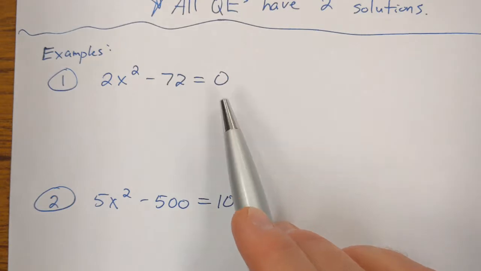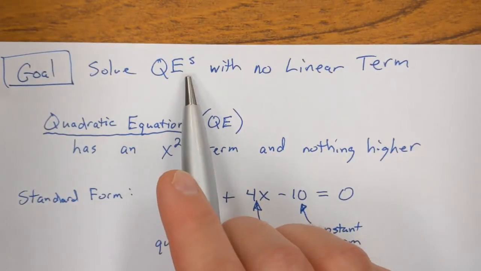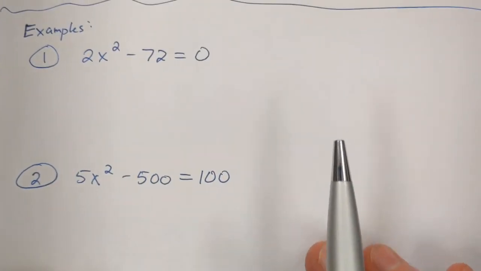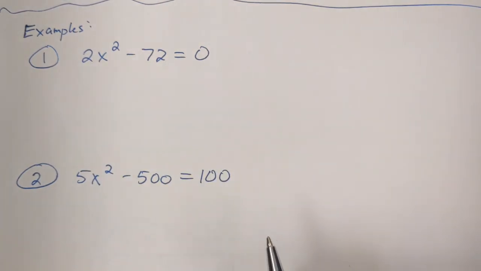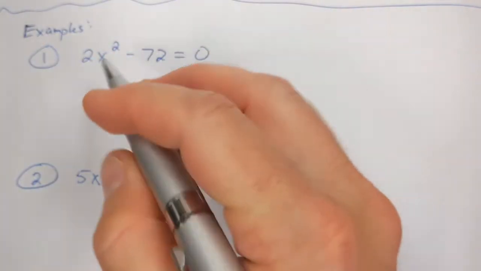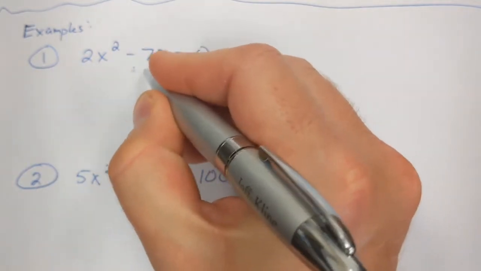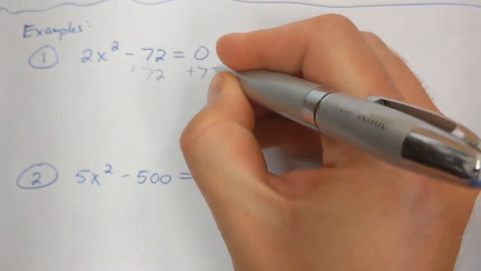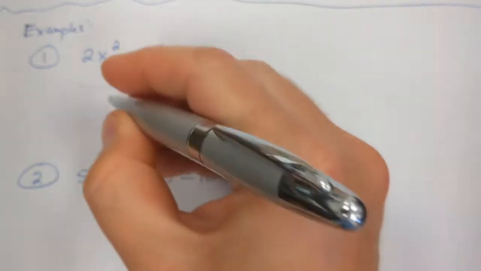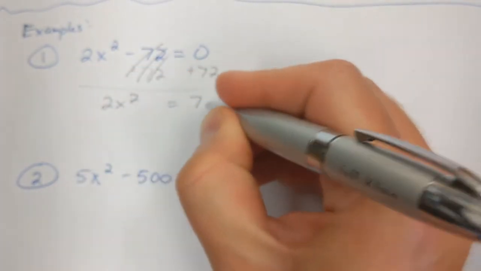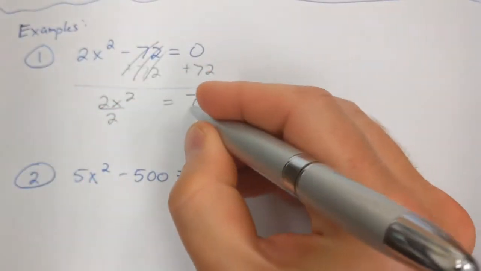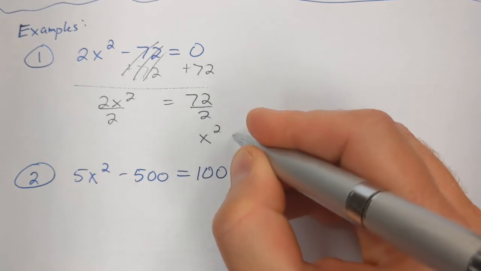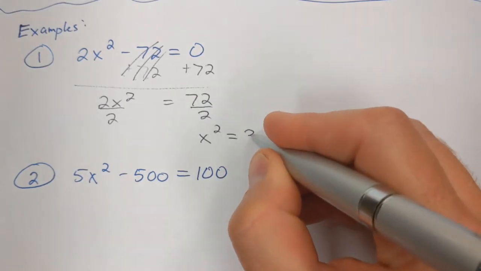Okay, so go back to our goal for a second. This is a quadratic equation with no linear term. And the way you solve these, these are probably the simplest of all quadratic equations to solve. Here's what we're going to do. In this particular case, we're going to start by adding the 72 over to the right-hand side. And we're left with 2x squared equals 72. And then we're going to go ahead and divide by 2. Okay, and notice we're doing this very similarly to how we would solve a linear equation.